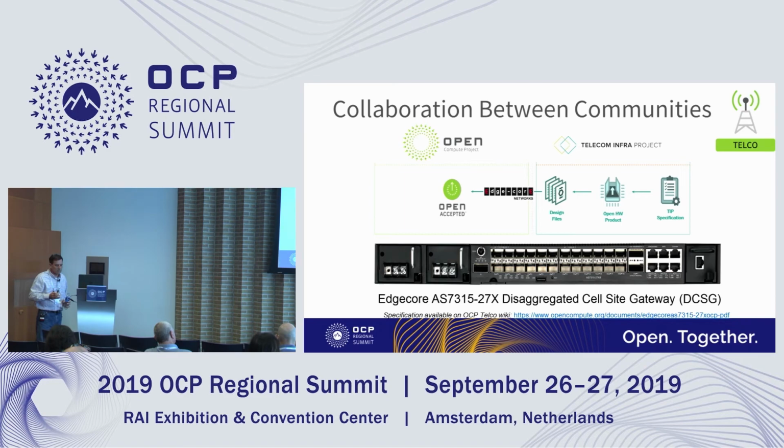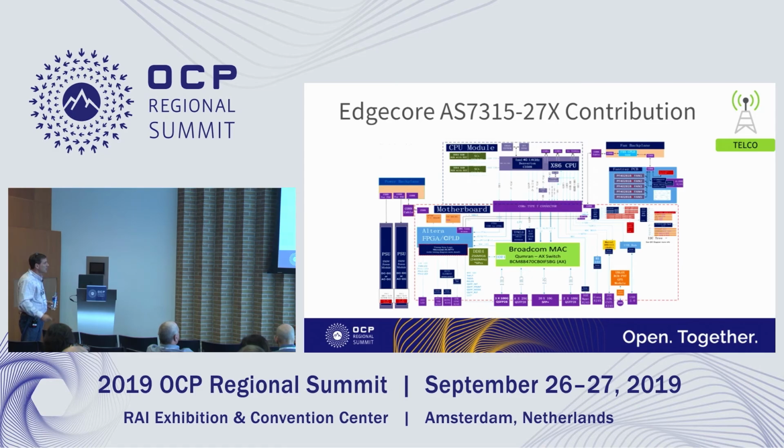And it's very similar to the other cell site gateway that I just went over, but there are some differences, and we'll go over those. So in TIP terminology, they're called disaggregated cell site gateways, or DCSGs. In OCP terminology, they're called cell site routers. So just kind of different terminology, but the products really do the same thing. So what does this contribution and product actually look like?